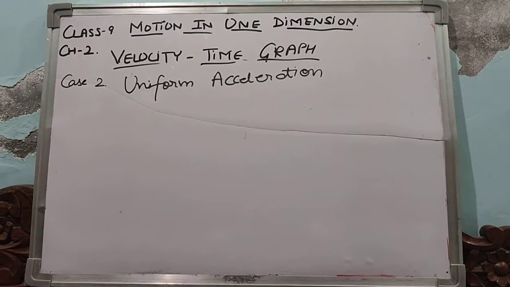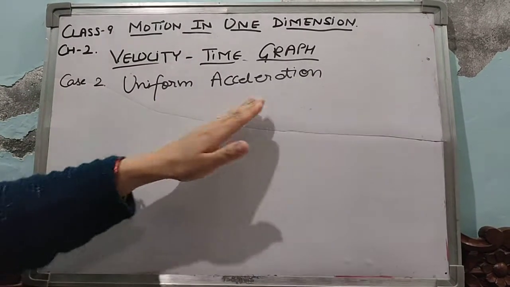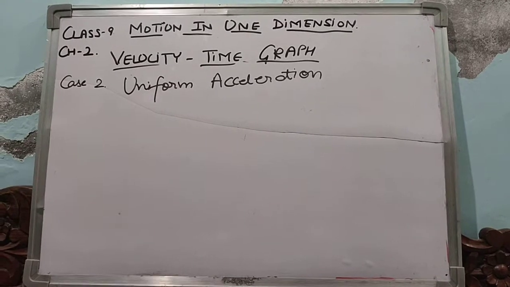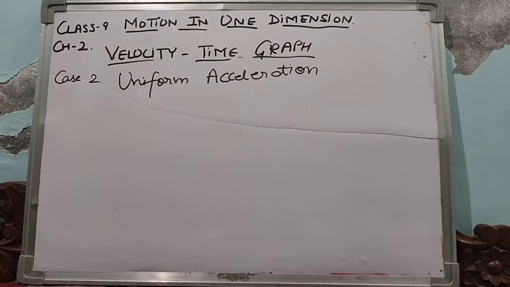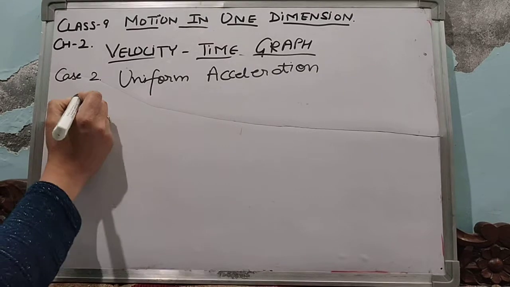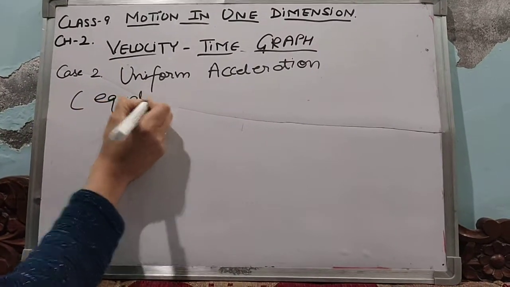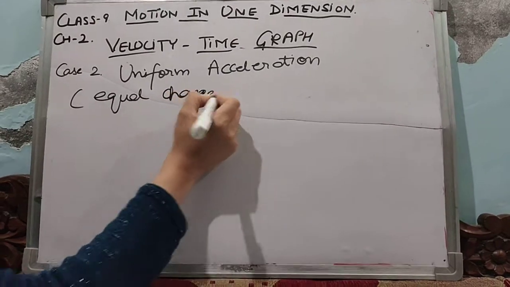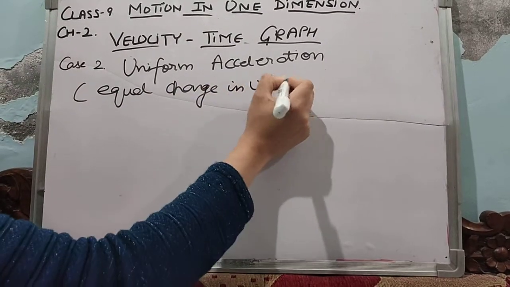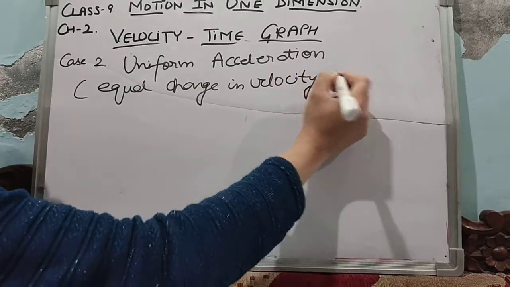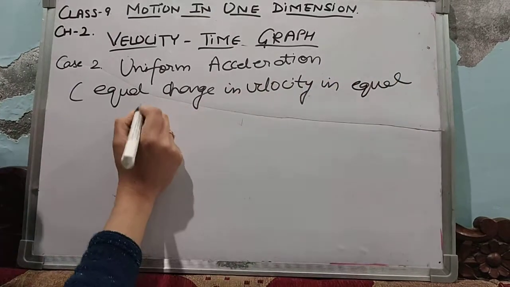Now students, second case is uniform acceleration. It means if body is in motion with uniform acceleration. What do you mean by uniform acceleration? It means equal change in velocity in equal interval of time.